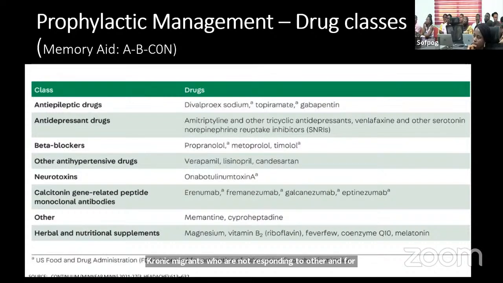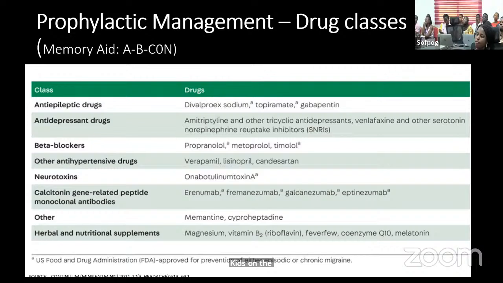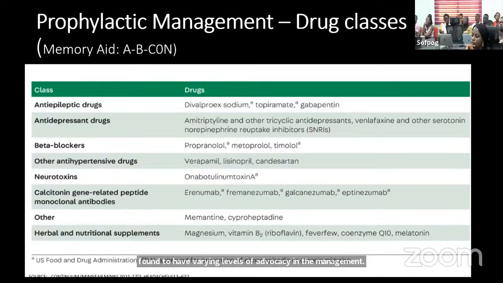prophylactic therapies. So if you've used about 2 or 3 of these over a period of more than 3 months, you've changed them every 3 months to a different one because they're not responding, you've done that about 3 times, then they qualify for a trial of onabotulinum toxin. Then our new kids on the block, the calcitonin gene-related peptide monoclonal antibodies. Currently, we only have erenumab available in Ghana that is given once a month. Subcutaneous is also available. There are other medications and herbal therapies that have been found to have varying levels of efficacy in the management, like magnesium, riboflavin, memantine, coenzyme Q10, and melatonin.